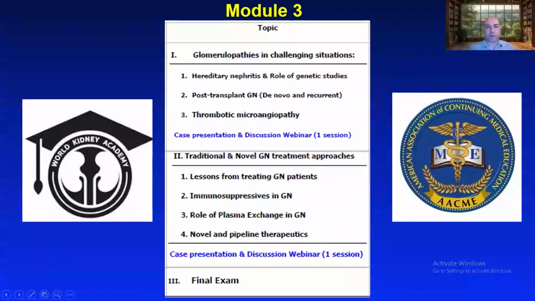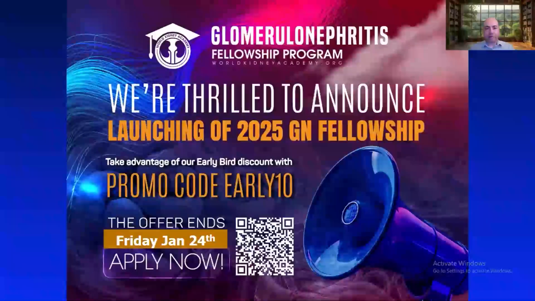The last module will focus on challenging situations in GN. We'll start with hereditary nephritis and the role of genetic testing in GN, then post-transplant GN and recurrent GN after kidney transplantation, TMA. Then we'll wrap up with lessons from treating GN patients. We'll focus on immunosuppressive medication, especially the novel ones in GN, the role of plasma exchange, and the pipeline therapeutics. Then we'll have the final exam.